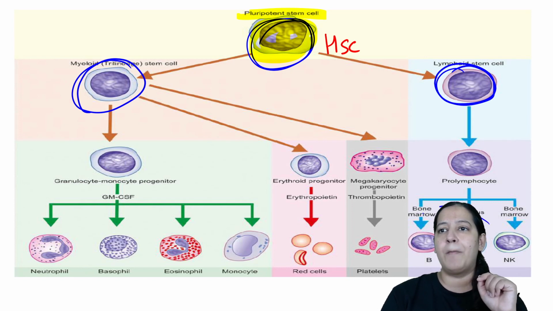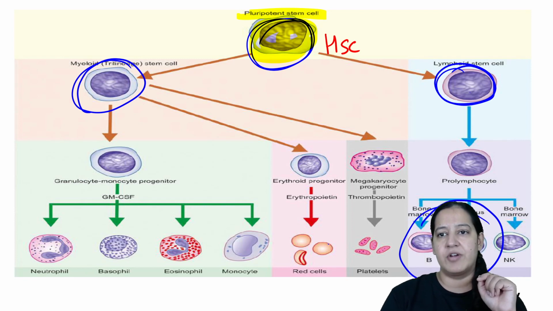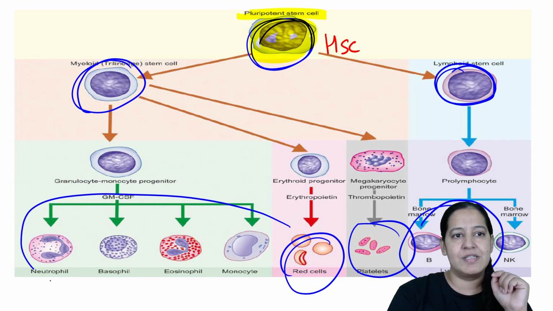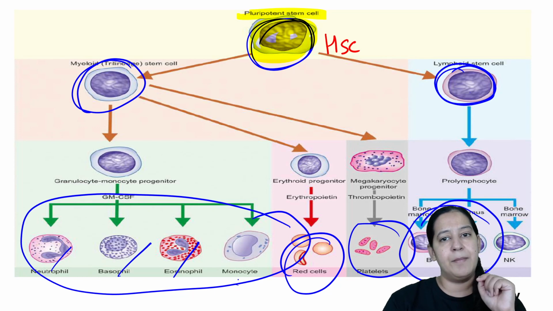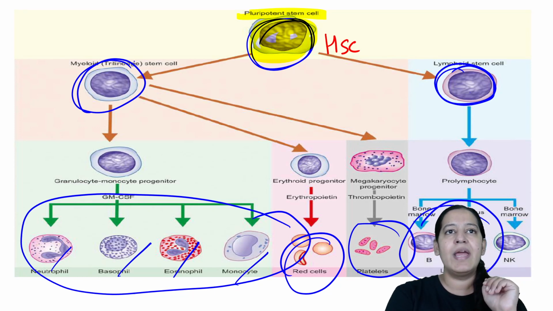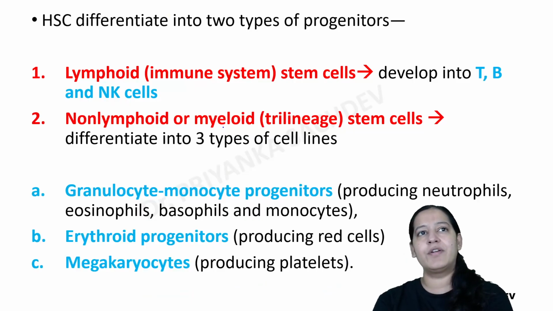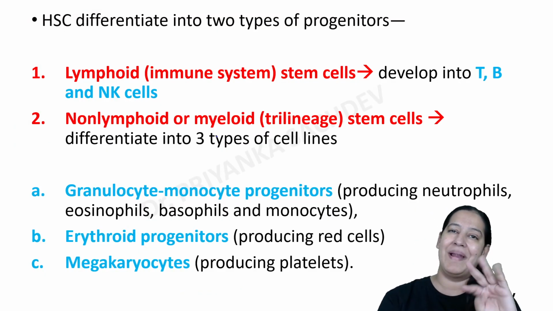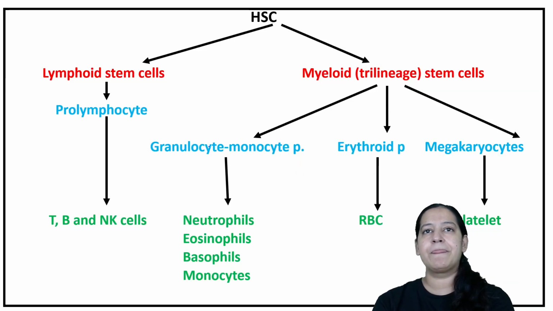Lymphoid stem cell will form B and T lymphocytes, and myeloid stem cell will form RBCs. It will form platelets and the remaining 4 WBCs. Which remaining 4 WBCs? Neutrophil, eosinophil, basophil and monocyte, not the lymphocyte. That's why it is known as trilineage cell. Myeloid is trilineage. I hope you got it. So currently I am concerned with WBC only. I will not teach you how RBCs are formed, how platelets are formed. I will teach you how WBCs are formed.